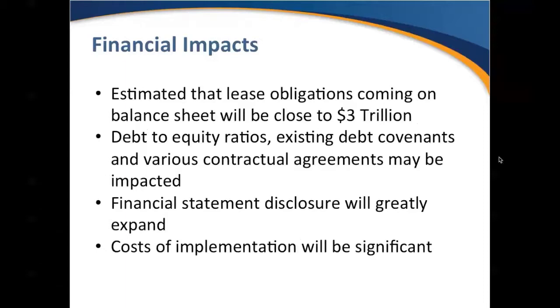Now the financial impacts. Here are some benchmarks we took from studies done by some of the major accounting firms. You can see that the lease obligations estimated to come onto the balance sheet are close to $3 billion. As we talked about before, debt-to-equity ratios and debt covenants could be impacted, so conversations with the banks where you have your debt obligations are necessary. We've talked about financial disclosures expanding, but the costs of implementation could really be significant as a result of these changes.